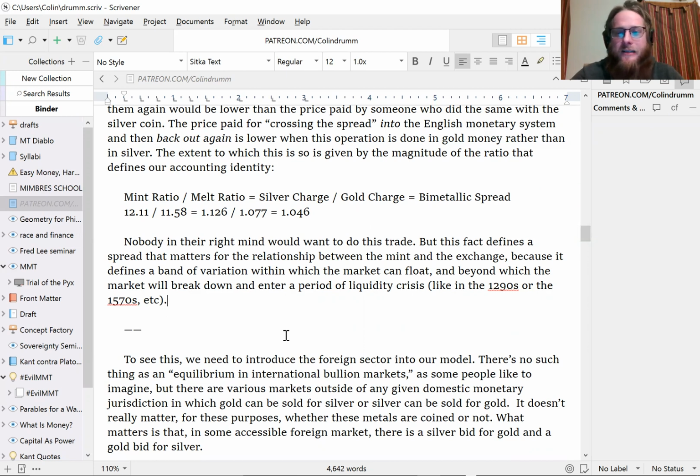And this happens in the 1290s and the 1570s, and that's why kings reform the money. The money is to try to move the standard in order to keep the market from breaking the mint. Okay, so the mint is definitely not all powerful.